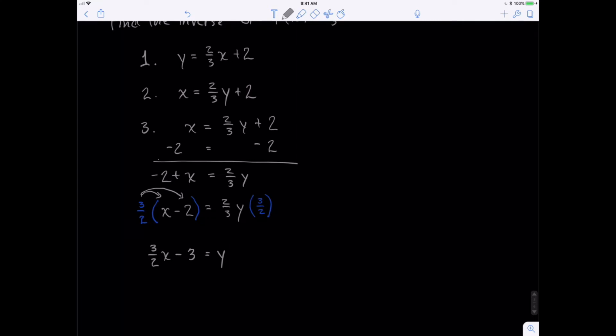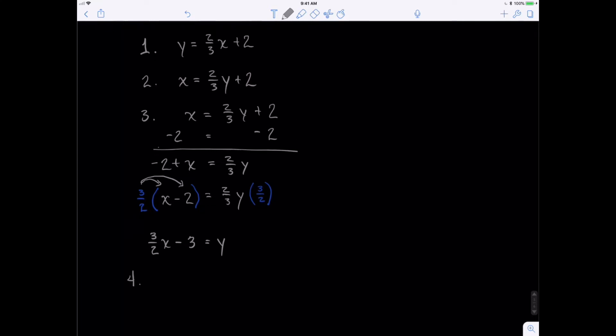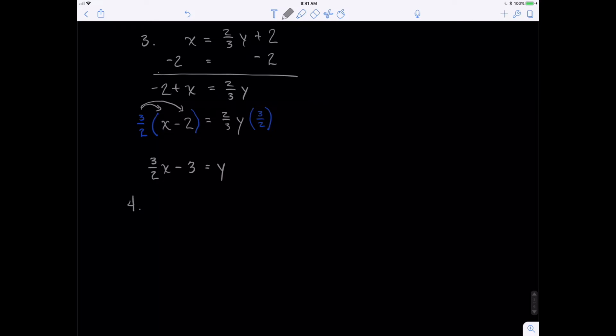And then the last step, step 4, says replace the y with f inverse. So I write it as f inverse of x equals 3/2 x minus 3. Now, remember earlier what we said. We said that if this is really the inverse, then I should put something in and know what I'm going to get out. So let's check.